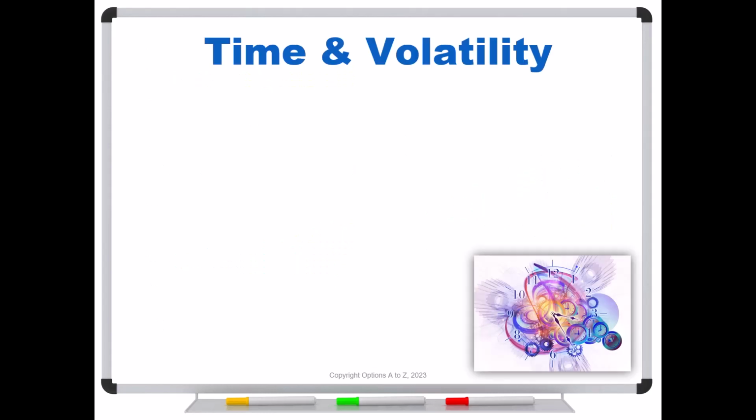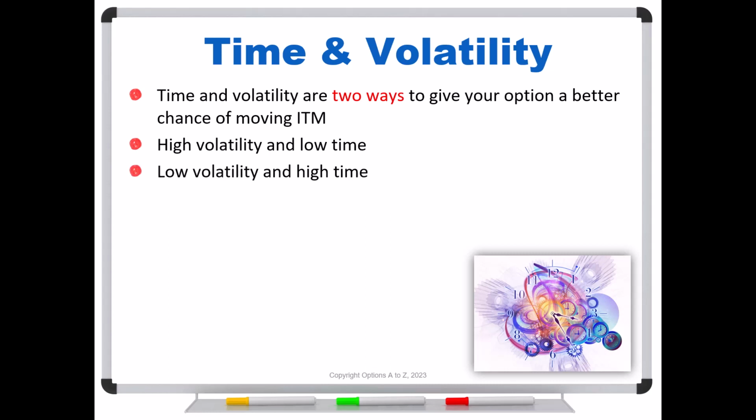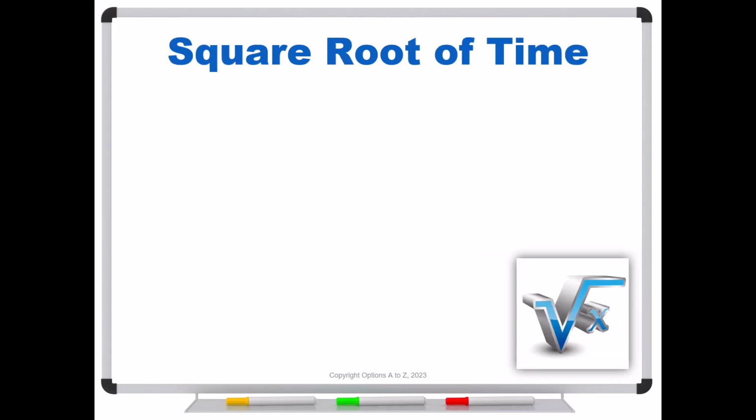So we have to understand the connection between time and volatility. Remember that time and volatility are two ways to give your option a better chance of moving in the money. Yes, you can trade a high volatility stock, but with low time on your option, but you could also trade a low volatility stock with high time or a great amount of time until expiration. But to do that, we've talked about this many times before, but remember our friend, the square root of time, the square root pricing principle.